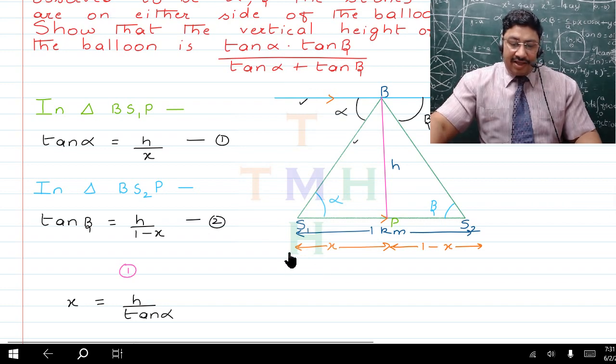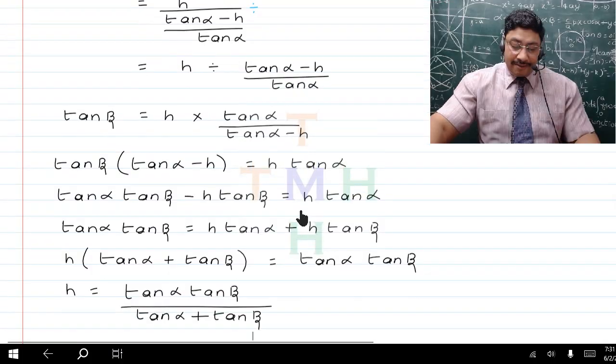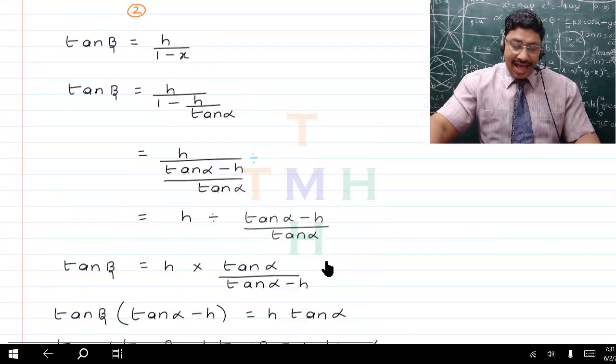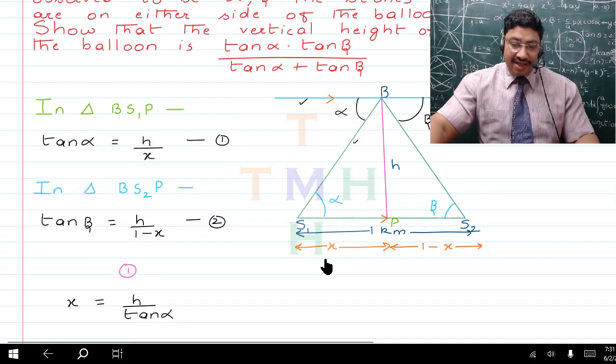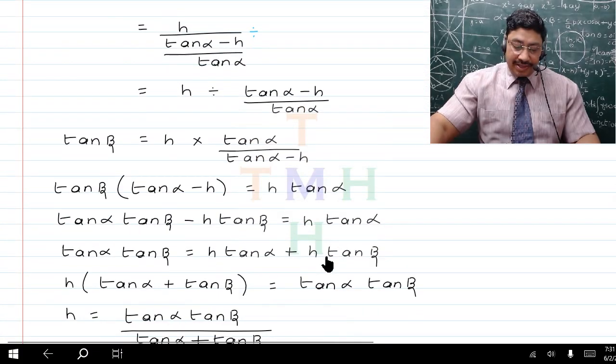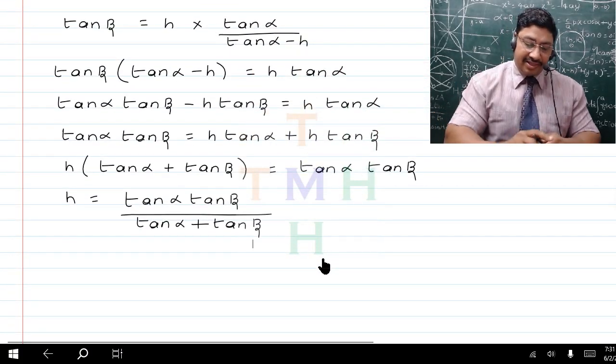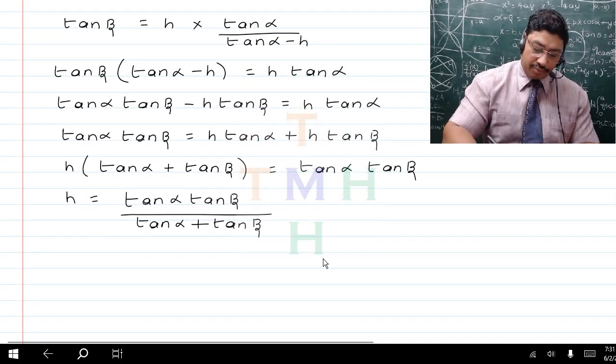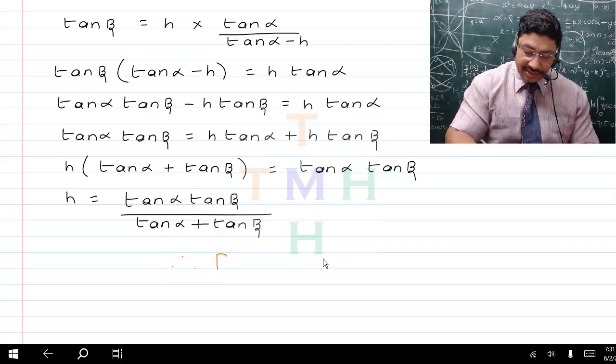Tan alpha into tan beta, this dot actually stands for the multiplication sign. So we have tan alpha into tan beta, and in the denominator we have what? We have tan alpha plus tan beta. This is tan alpha plus tan beta, and therefore we can say that we've been able to prove the sum. Therefore we can say that proved.